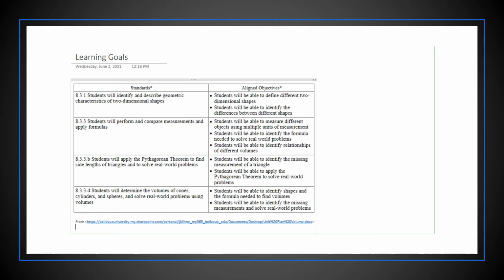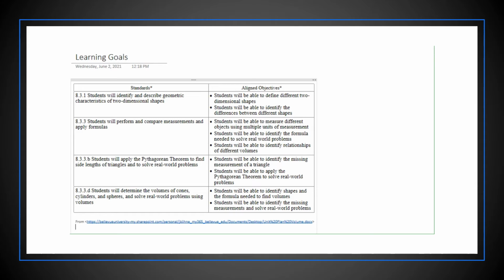Here are our learning goals for that, just a more in-depth view of our learning goals. So our standards, like I said, come directly off the Nebraska Content Area Standards website. 8.3.1, students will identify and describe geometric characteristics of two-dimensional shapes. What does that mean for the students? That's where I'm getting our aligned objectives, really giving them a smaller task that we can do that will fit into that standard. And that would be, students will be able to define different two-dimensional shapes.